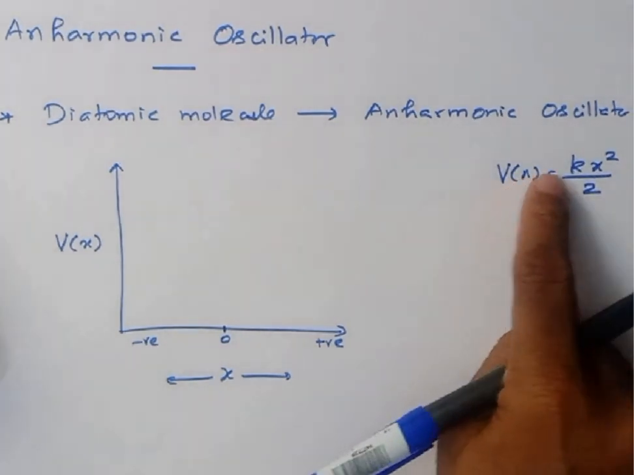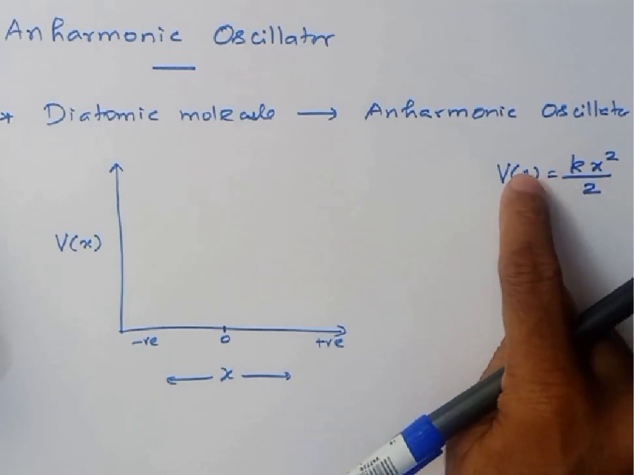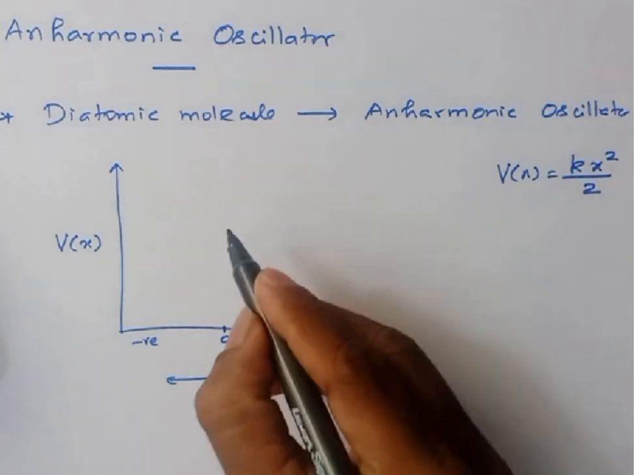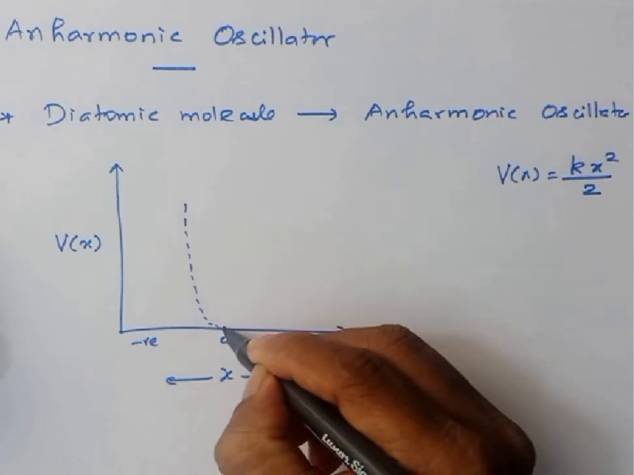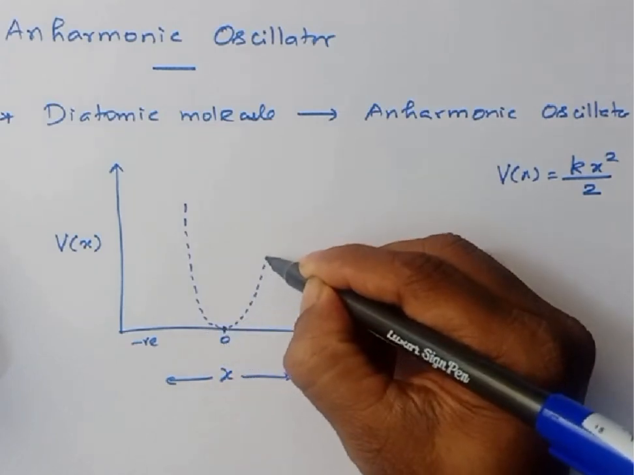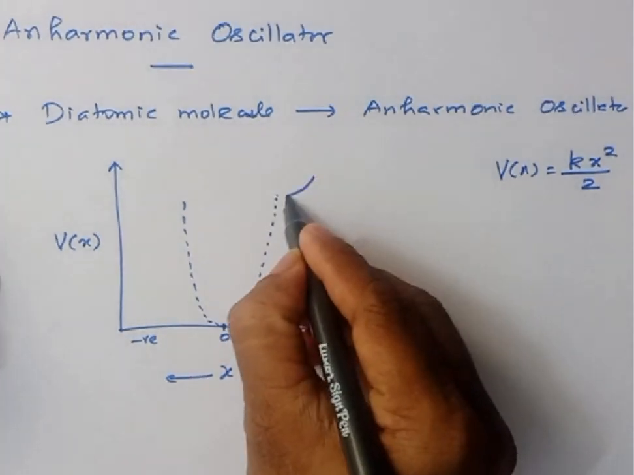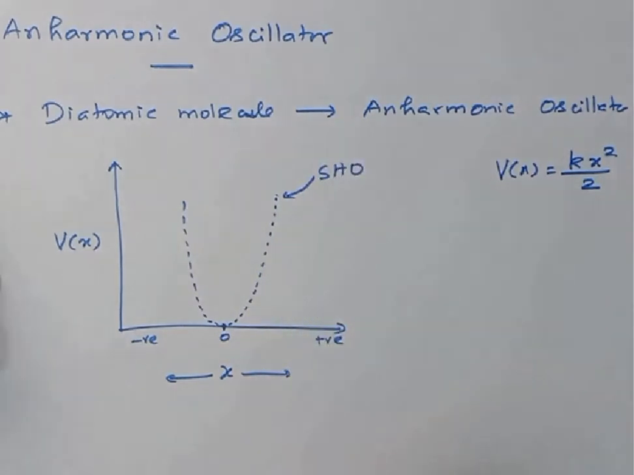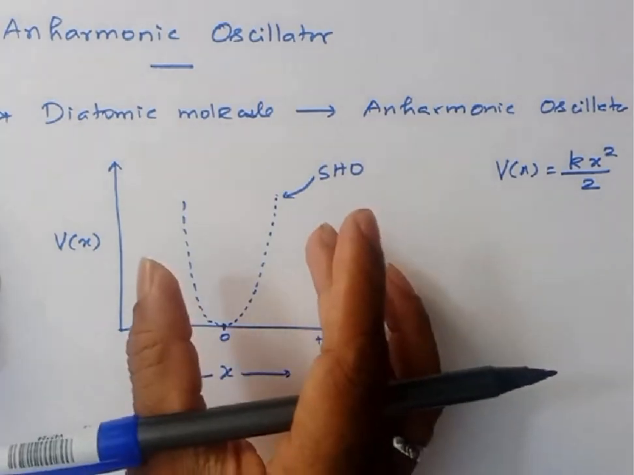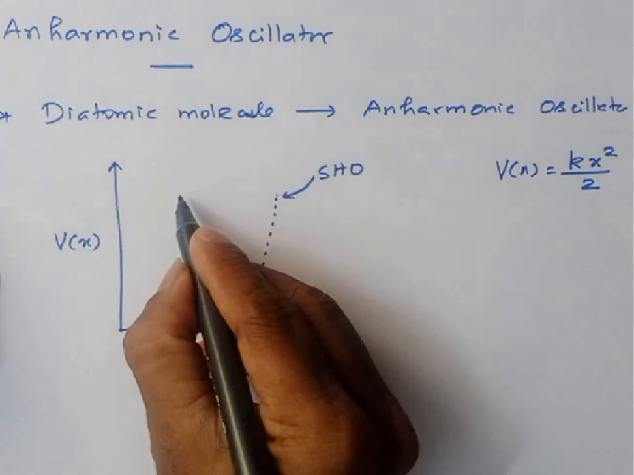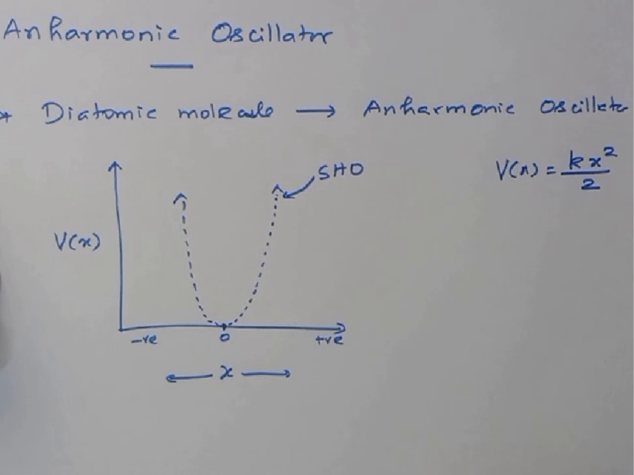So potential energy and x have a parabolic relation. If you plot potential energy versus x, you will get a parabola. Let me draw a parabola here. You will get a parabola in the case of a diatomic molecule behaving like a simple harmonic oscillator, and this parabola will go to any extent of vibration, any amplitude of vibration.